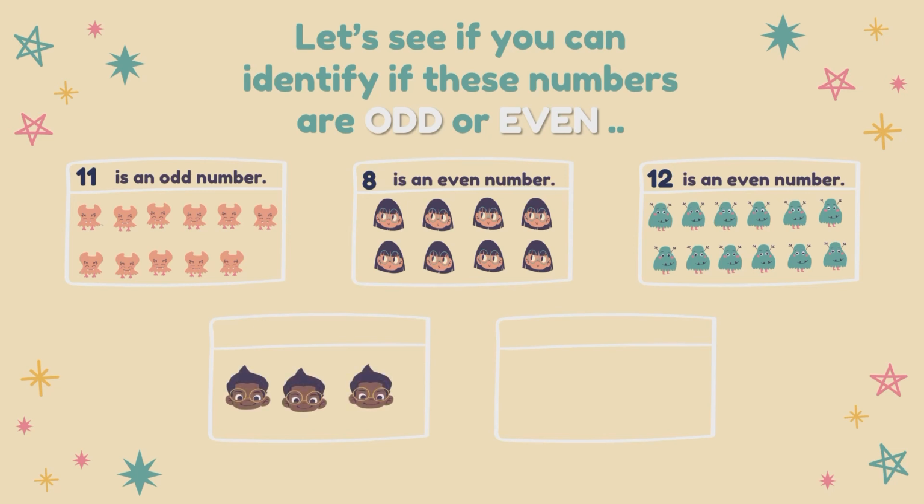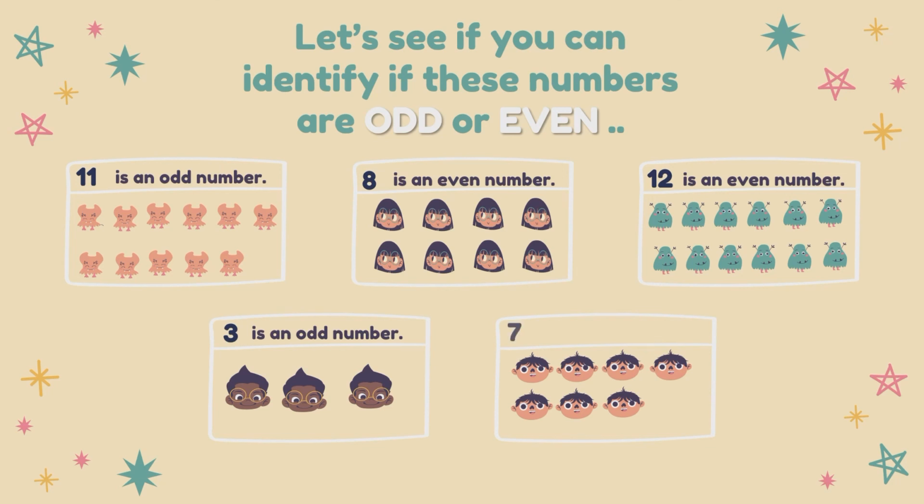1, 2, 3. Pair. And no pair. So 3 is an odd number. And the last box. 1, 2, 3, 4, 5, 6, 7. Pair. Pair. And bear. There is one that doesn't have a bear. So, 7 is an odd number. Great job, students!